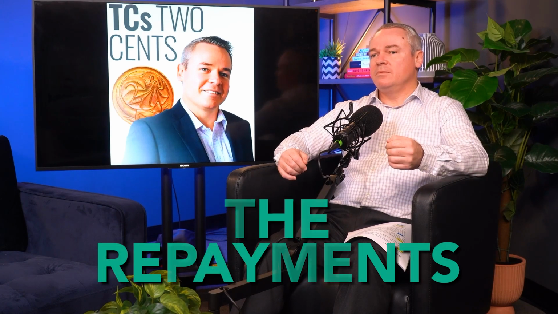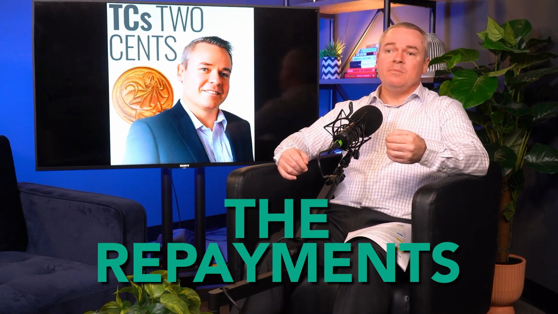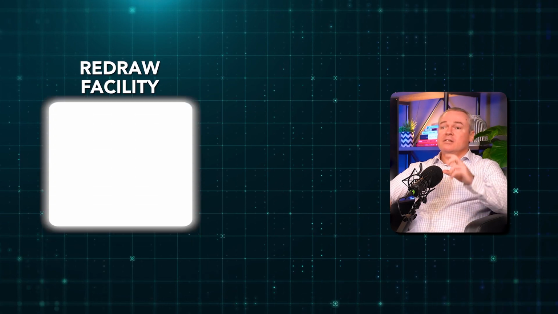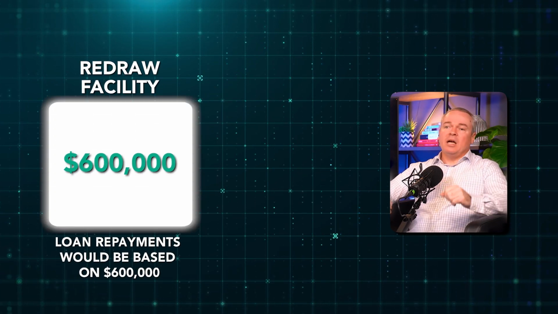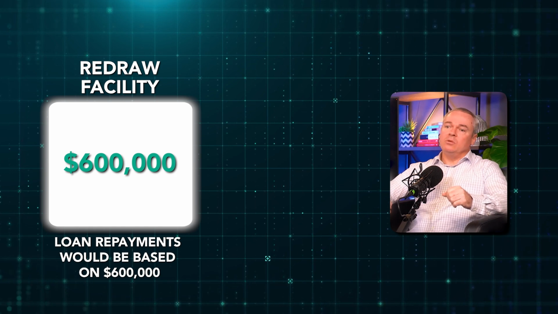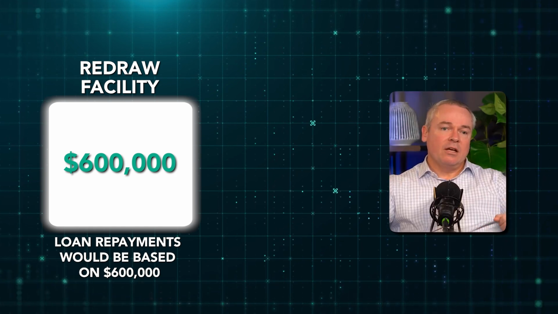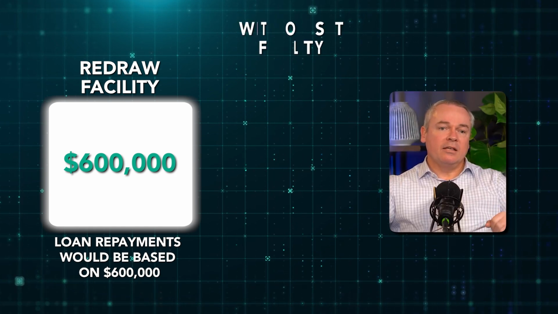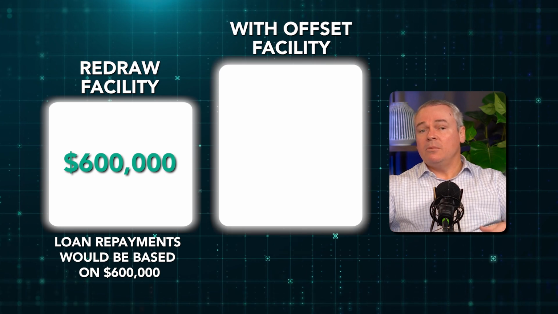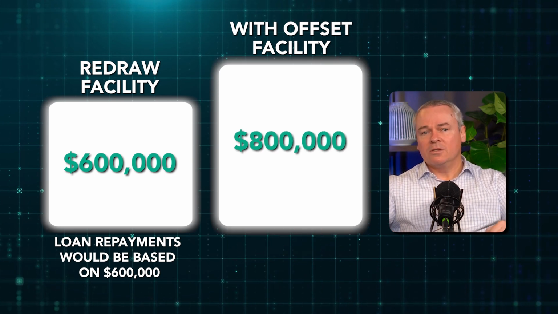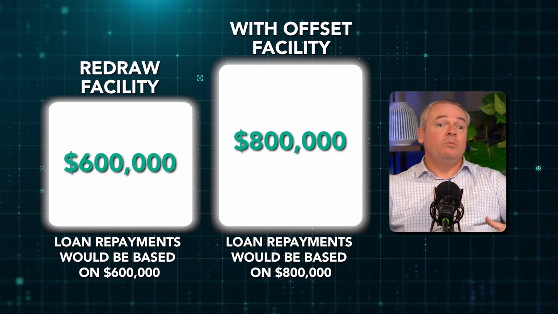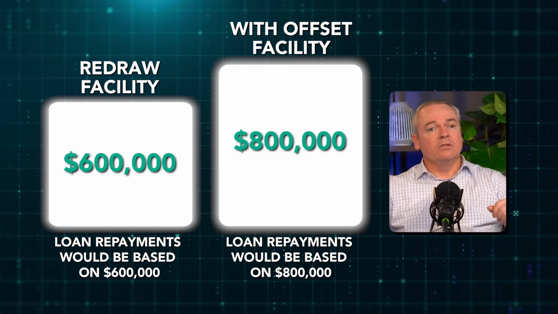When we look at the key differences between these 2 types of loans, the first thing to consider are the repayments. With a redraw facility, the actual loan balance is the smaller amount, the $600,000, and your loan repayments would therefore be payable based on the $600,000 amount outstanding. With the offset facility, the loan amount is actually the original $800,000, and therefore your loan repayments would be based on the full $800,000 amount.